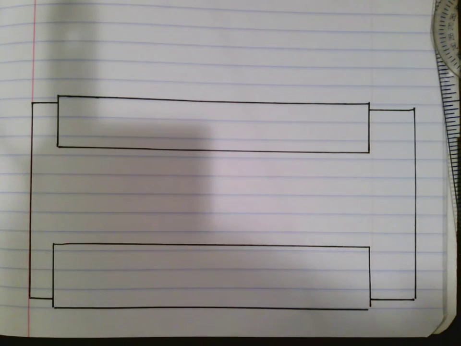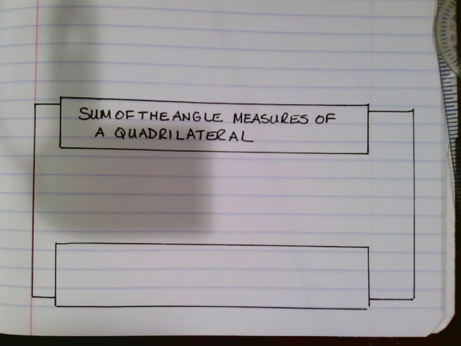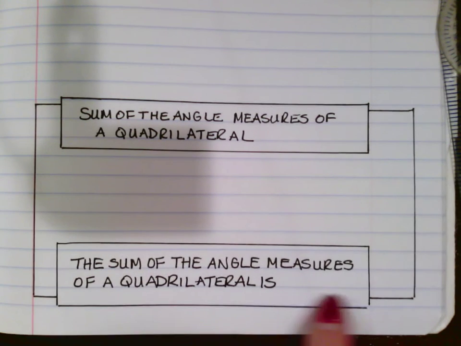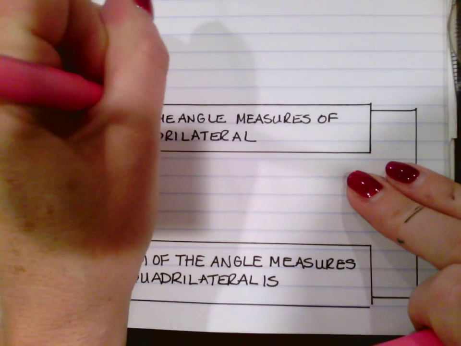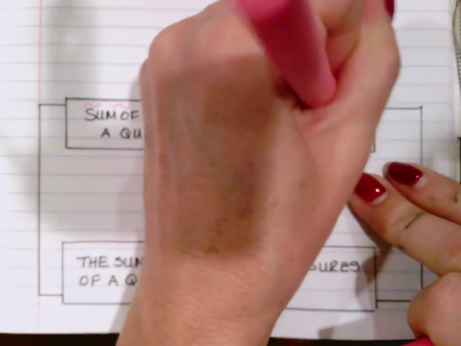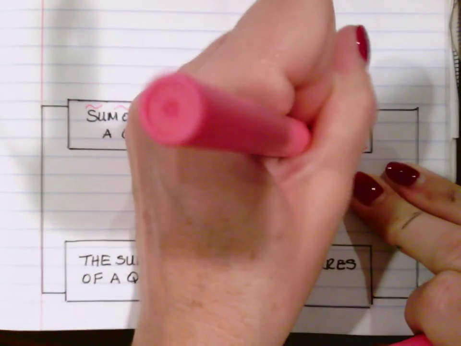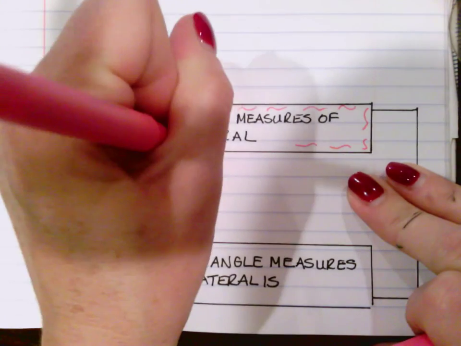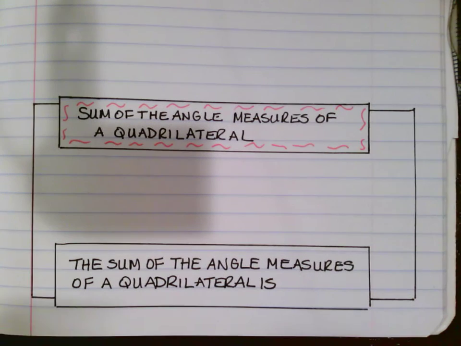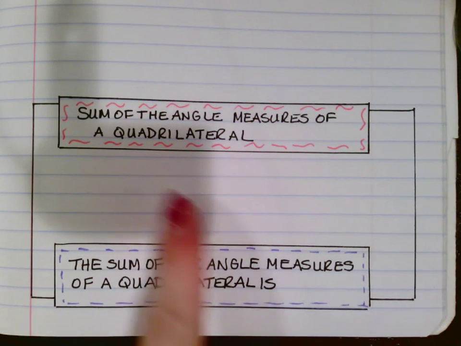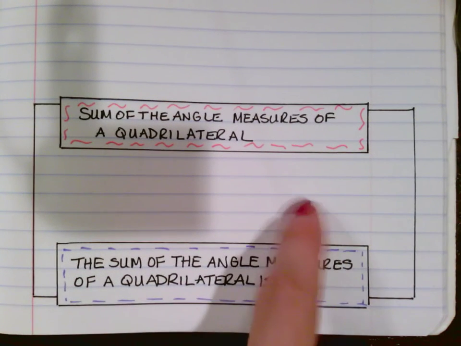Okay, so in this box, we're going to write sum of the angle measures of a quadrilateral. And at the bottom, we're going to write the sum of the angle measures of a quadrilateral is, and then we'll investigate that in class. And we'll leave that open-ended because we'll figure that out together in class. All right, and let's make this stand out a bit. And make the bottom stand out a bit. Okay, and then in this area, tomorrow we'll do our investigation, and then we'll write our conclusion here.